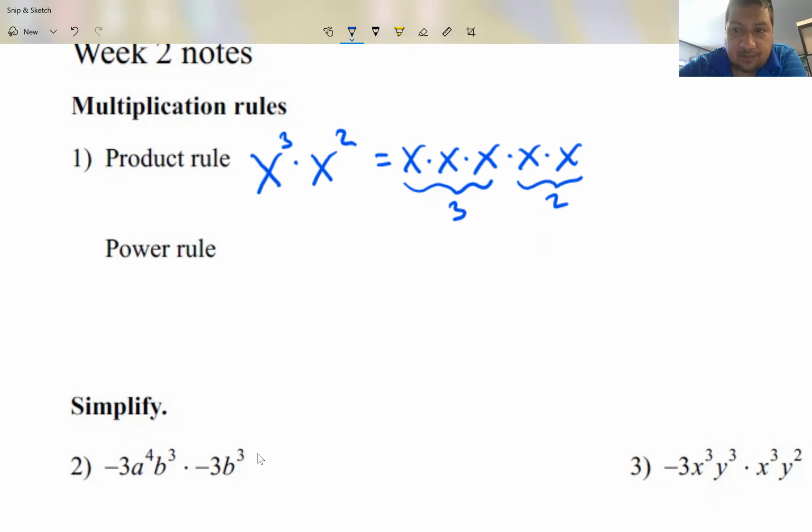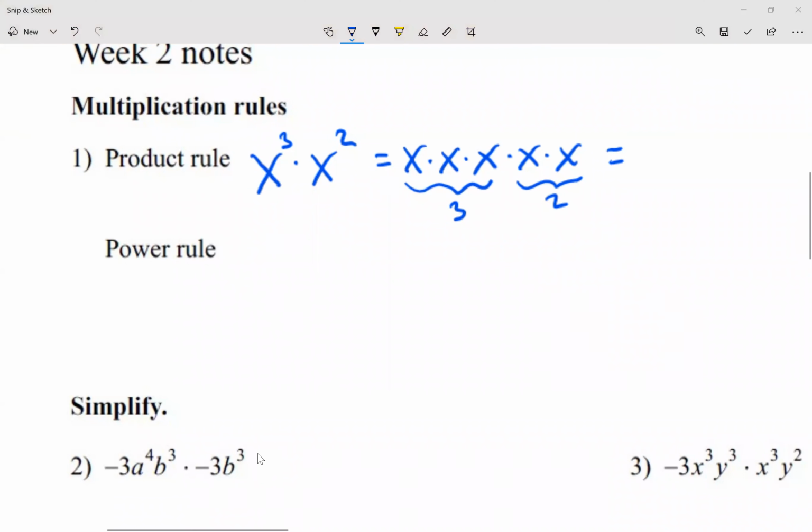Now, the interesting part is I can simplify. I mean I can shrink it. It seems I'm multiplying x, right? x is what I keep on multiplying. So let me just keep an x. But I notice I can always count. I notice that I have x 5 times. So I'm going to simplify this to x to the 5th.